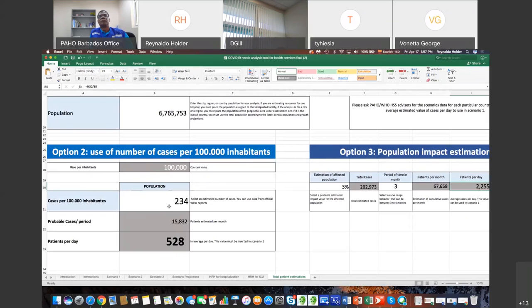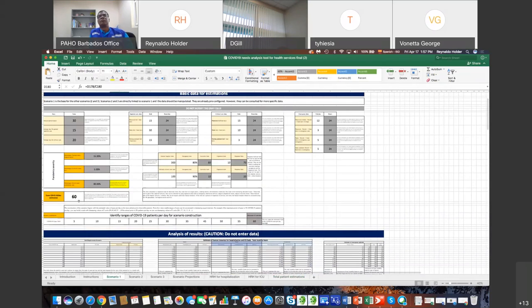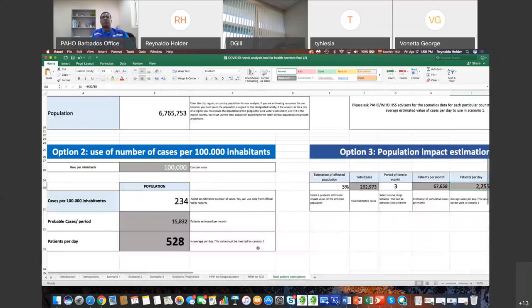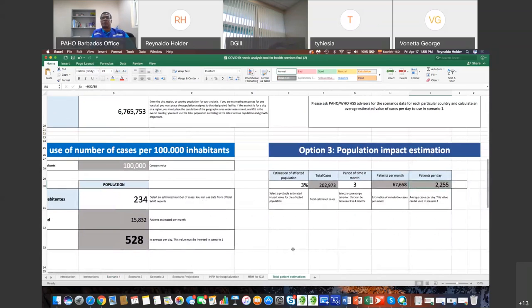It will give you the probable number of cases in a month, multiplied by 30, and the number of patients per day. And this number now is what goes into this box where we previously had the number 60. So that formula allows you, for instance, to make a national analysis instead of just the analysis for one hospital. Because one hospital might be seeing 60 patients per day, but at a national level, if you have a larger number of hospitals and different sites that are seeing patients, it may be better to use population estimates rather than an estimate that is calculated based on your current capacity.